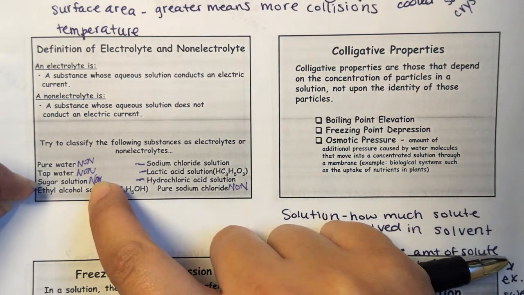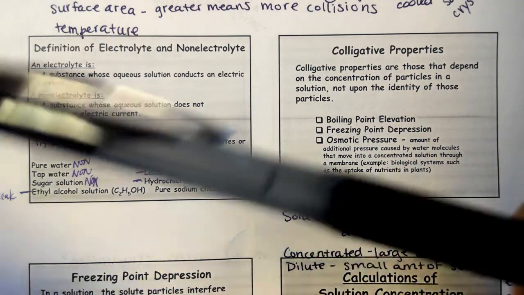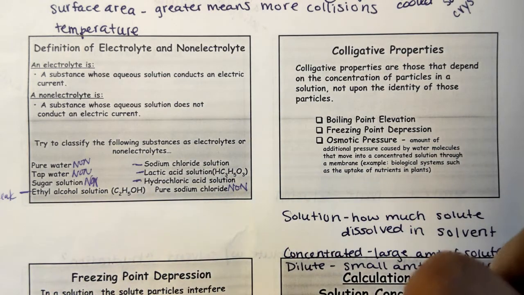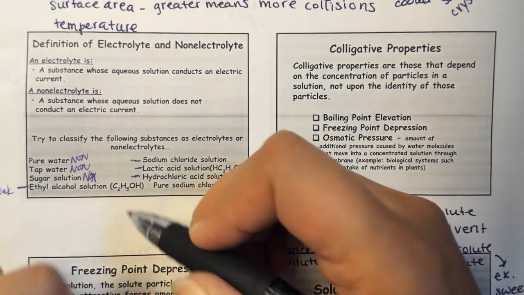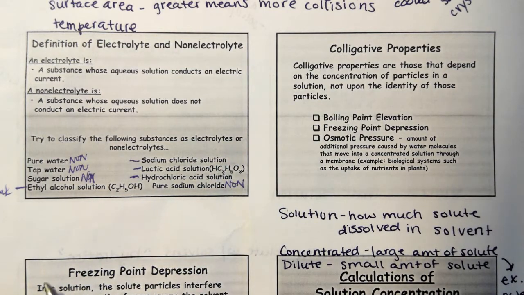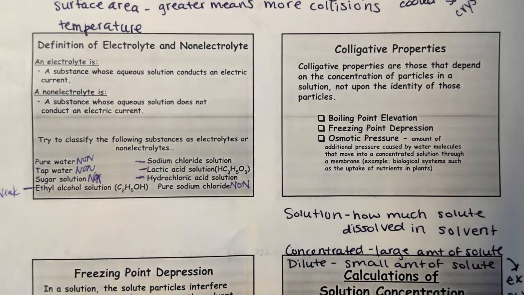But first off, we have pure water, and we know that doesn't conduct electricity, so that's a non-electrolyte. Tap water and sugar solutions are non-electrolytes. Ethyl alcohol solution, the way that it is bonded together, so we have an OH here, and so that oxygen, of course, is going to change its polarity slightly, so it's going to make it a very weak electrolyte.